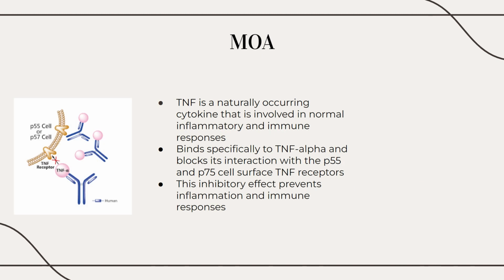Now, we are going to go over the mechanism of action of Humira. Before we go over the MOA, I want to give an oversimplification of inflammatory and immune response. TNF is a naturally occurring cytokine that plays a big role in inflammatory and immune response. Humira is a fully human monoclonal antibody that inhibits TNF alpha, and this will block the interaction of P55 and P75 TNF cell receptors. This interaction will cause an inhibitory effect that prevents an inflammatory response.